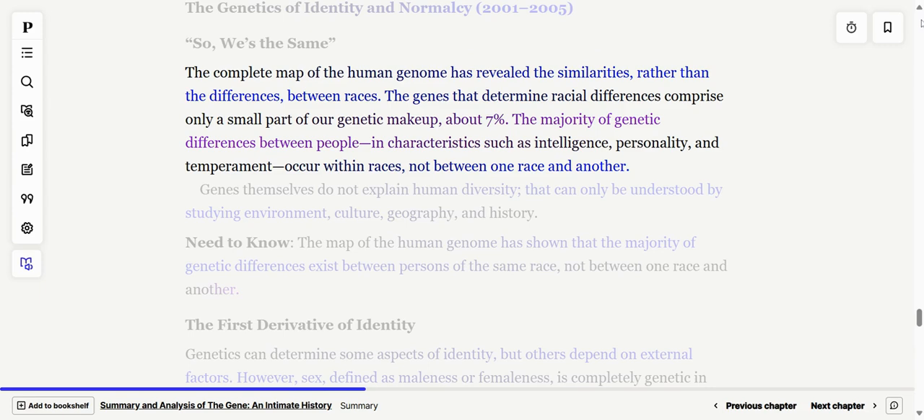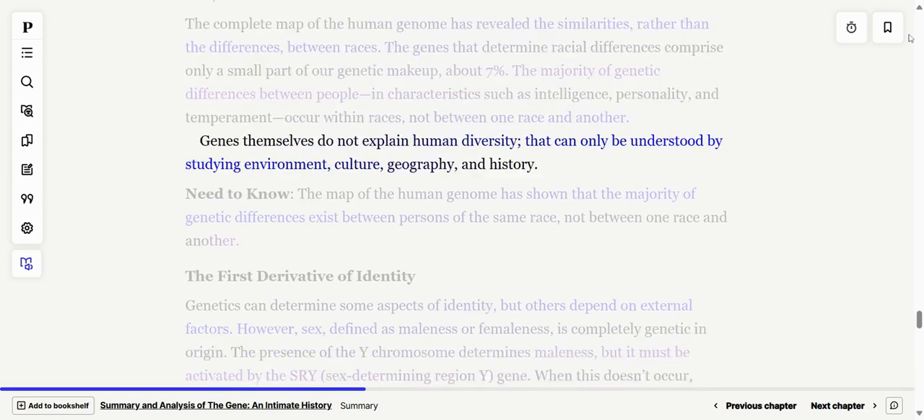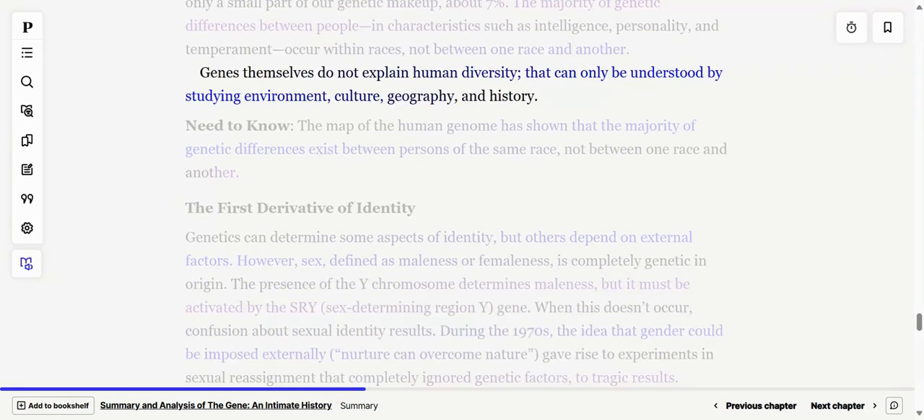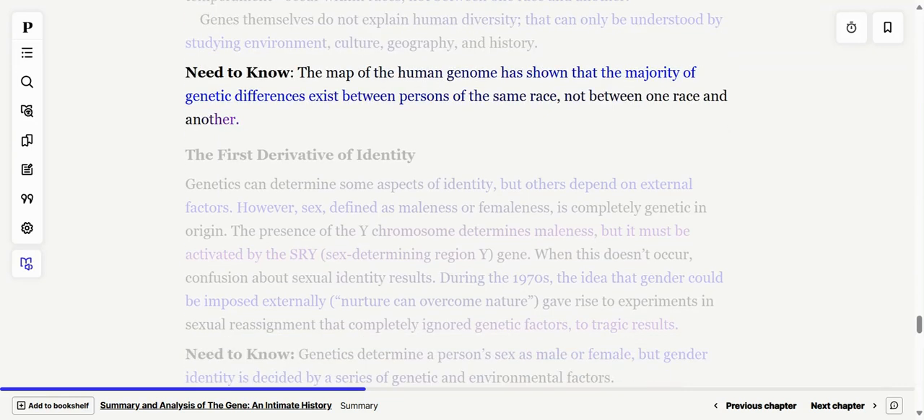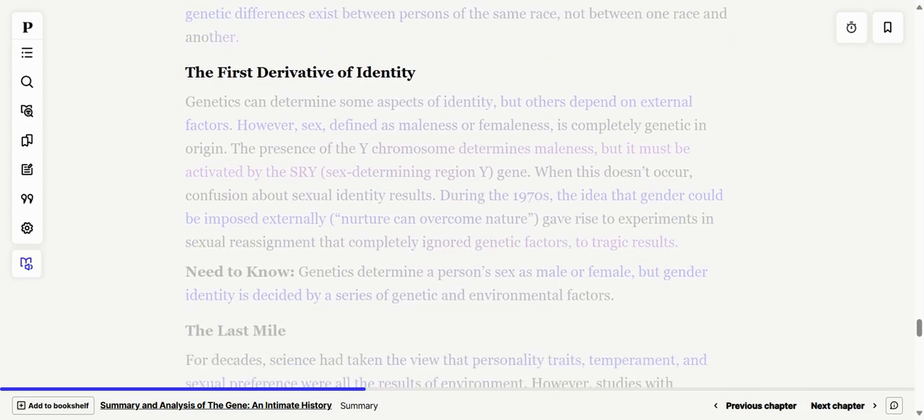The first derivative of identity. Genetics can determine some aspects of identity, but others depend on external factors. However, sex, defined as maleness or femaleness, is completely genetic in origin. The presence of the Y chromosome determines maleness, but it must be activated by the SRY, sex-determining region Y, gene.